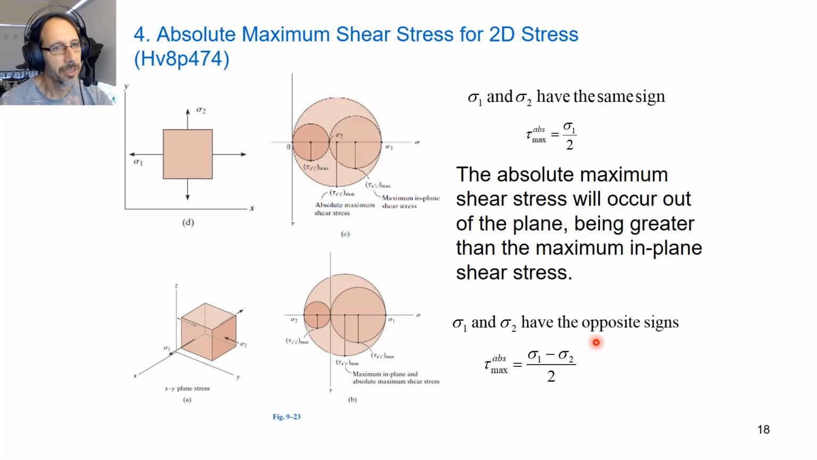Okay, I prefer to just draw the 3D Mohr's circles all the time and just look at what the maximum shear stress is by looking at the biggest circle.